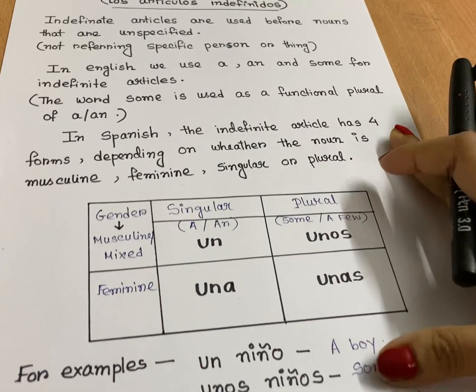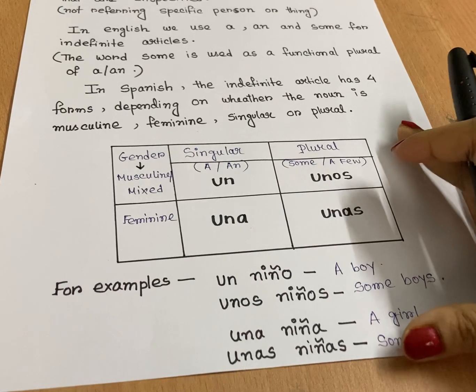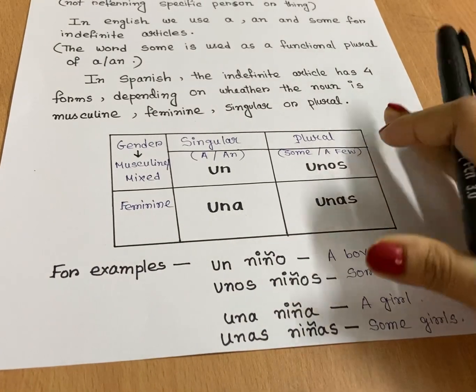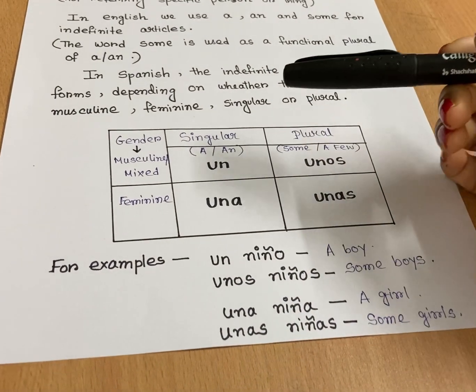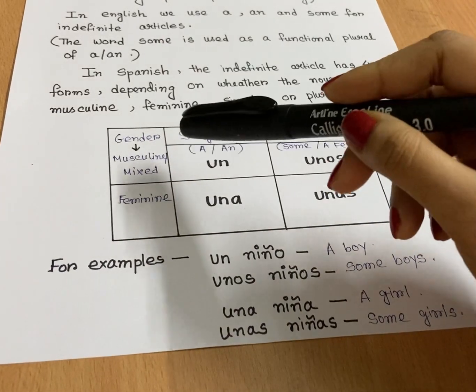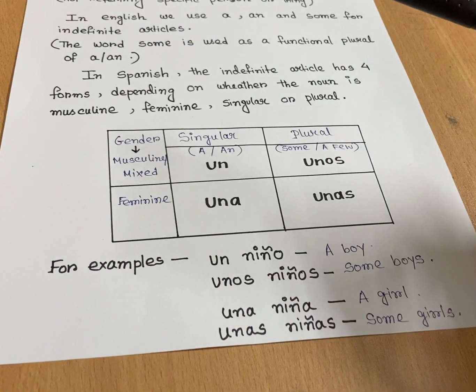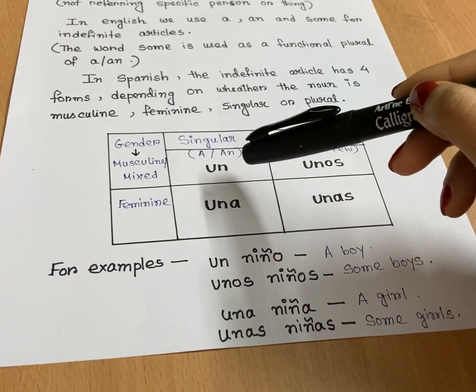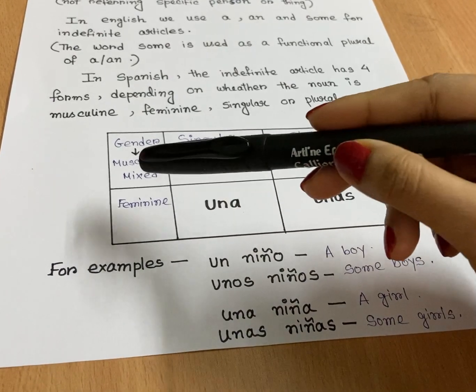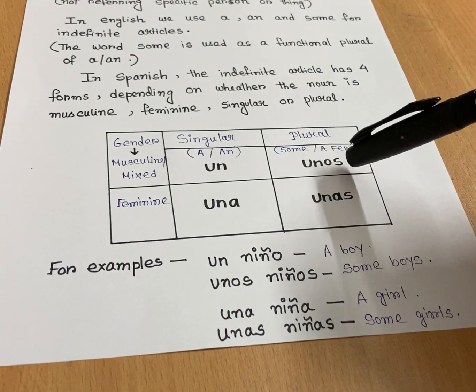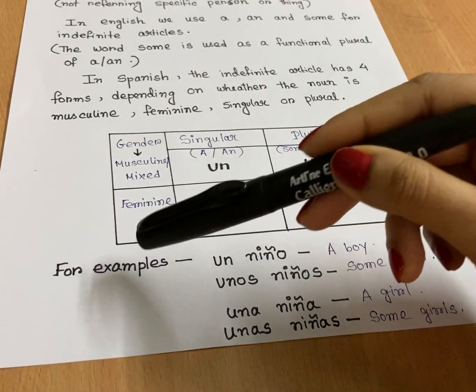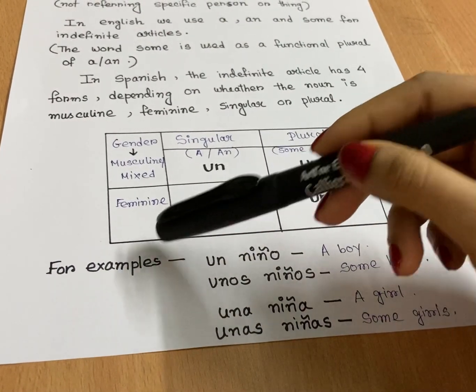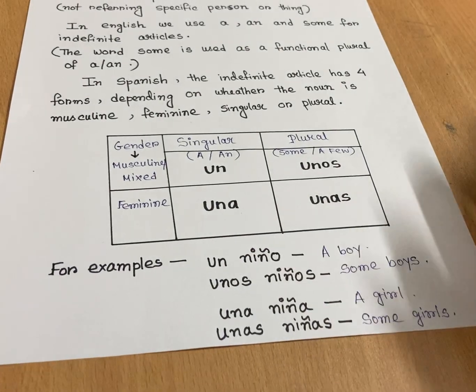So, on that basis, please see this chart. Here, please remember that when we are talking about any masculine singular thing, then we will be using un. Masculine plural will be using unos. Feminine singular, una. Feminine plural, unas.